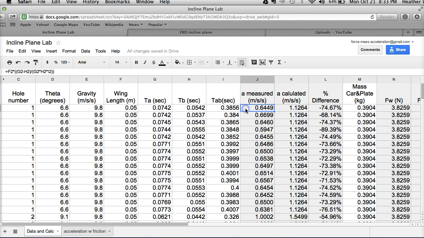Then we did some calculations. The calculation for a measured comes from the last lab. So that was wing length times (T_A minus T_B) all over T_A times T_B times T_AB. And we can see this here in our formula. Getting to understand how spreadsheets work can be really powerful. We have over 113 data points in this set, and doing each of these calculations by hand would have been rather horrific.